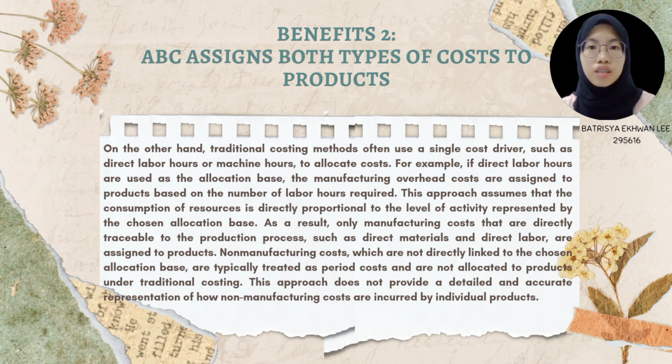Overall, ABC assigns both manufacturing costs and non-manufacturing costs to products. This provides a more comprehensive understanding of the costs incurred in producing each product and helps organizations make more informed decisions regarding pricing, profitability analysis, and resource allocation.